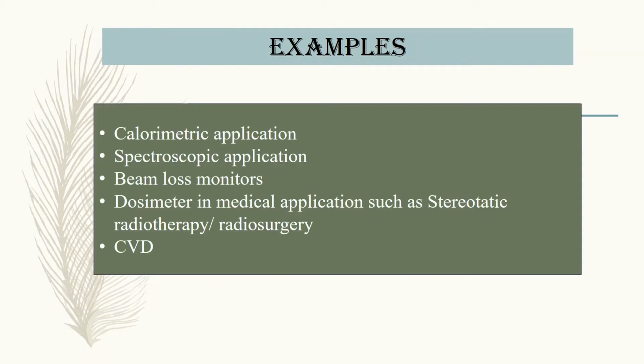Examples of diamond dosimetry in different types of operations: the diamond dosimeter was used for calorimetric applications by proton interactions, and also for spectroscopy applications by proton and neutron interactions. The diamond dosimeter can also be used as a beam loss monitor by electron interactions in an electron accelerator, where sub-nanosecond time resolution is required. Moreover, it is used as a dosimeter in medical applications such as stereotactic radiotherapy or radiosurgery in the radiotherapy field.